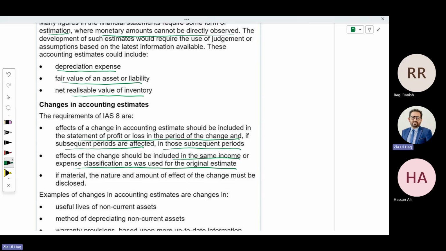And if the change in estimate is material to the financial statements, meaning the effect on the financial statements is 10% or more of profit, that is material. In that case, you need to provide a disclosure in the financial statements as well. And normally estimate changes are material to the financial statements.